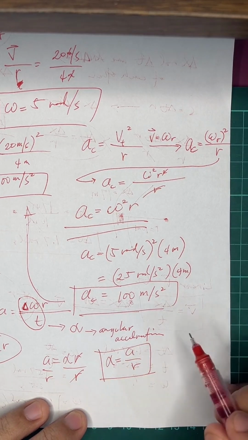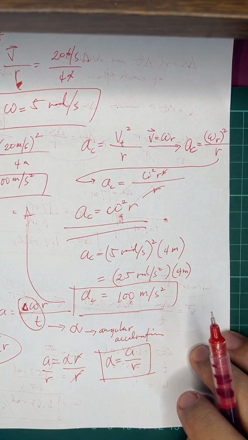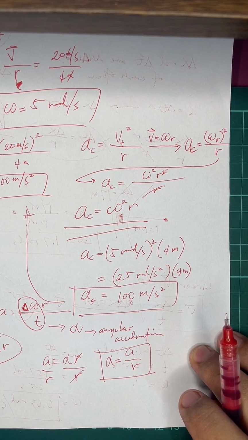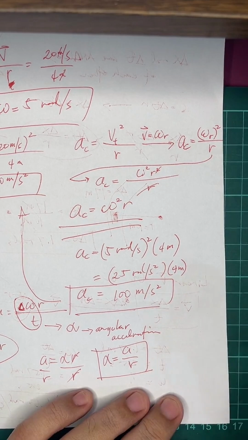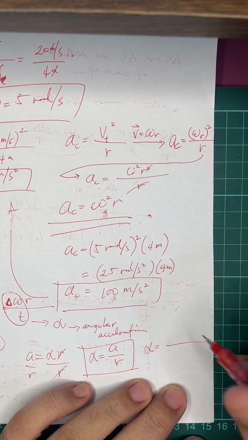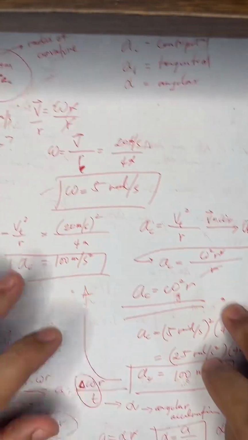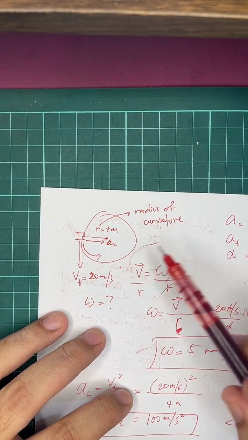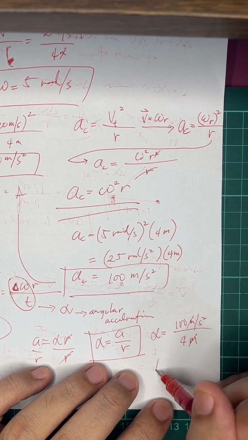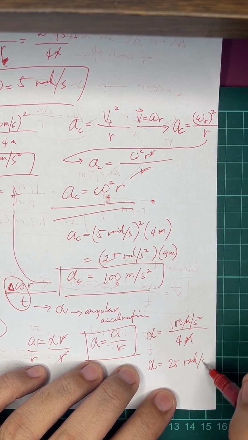What would be the equivalent of this 100 meter per second squared acceleration, linear acceleration, or centripetal acceleration, if we wanted to know the angular acceleration? Then we simply plug in the numbers. Alpha is equal to 100 meters per second squared divided by the radius of 4 meters, and we are left with an answer of alpha equals 25 radians per second squared.